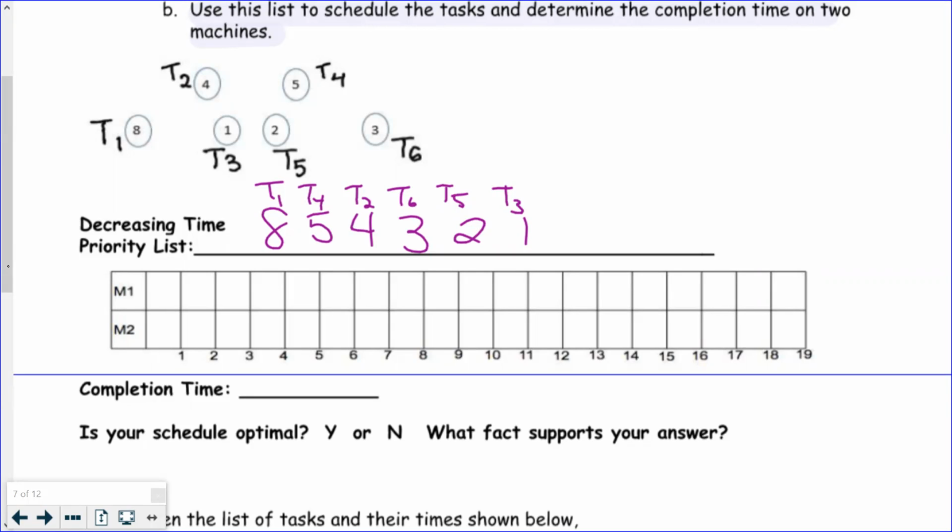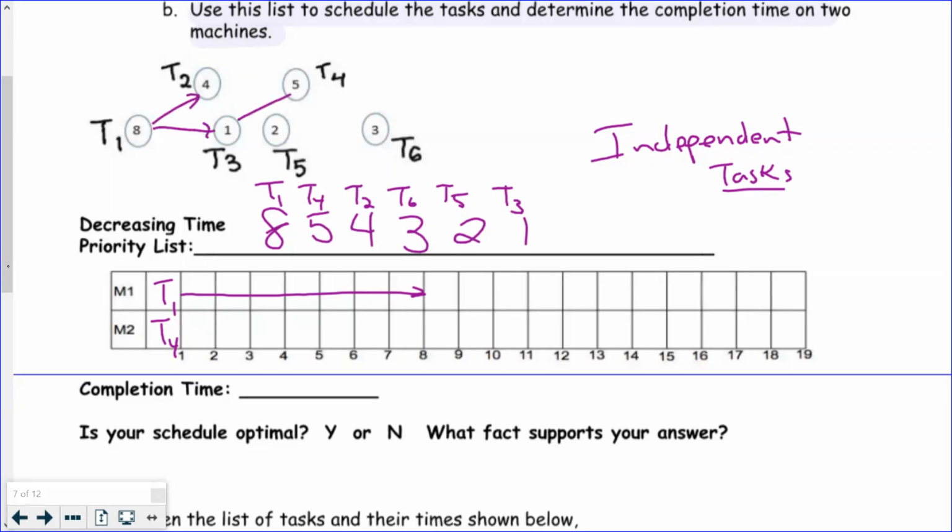So I'm going to go, task 1 is the first one, and that's 8. Take it off my list. Task 4 is the next one, and I'm going to put it on first available because these are independent projects, or independent tasks, I should say. And all the tasks collectively are the project. How do I know these are independent? By looking at the diagram. They're not connected, there's no arrows. These are independent tasks. So task 4's completion time is 5.